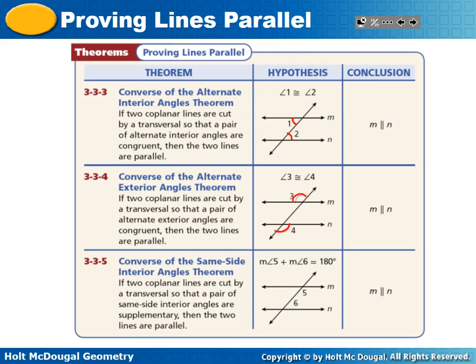The last one down here says that angle 5 plus angle 6 is 180 degrees. That means those angles are supplementary. They are in the position of same side interior angles. So we would use the converse of the same side interior angles theorem to prove that the lines were parallel because those two angles were supplementary.